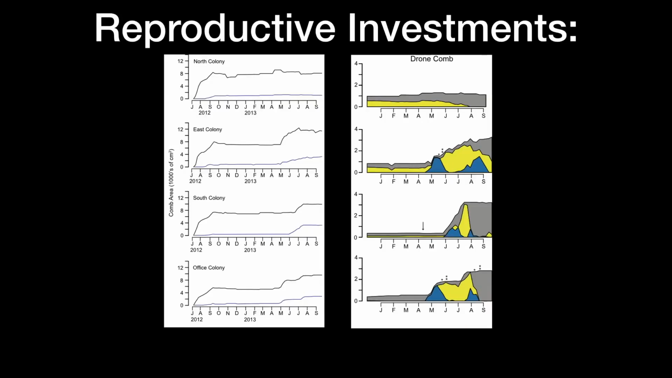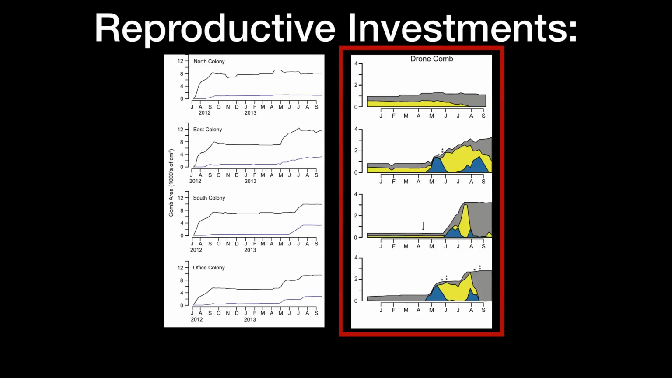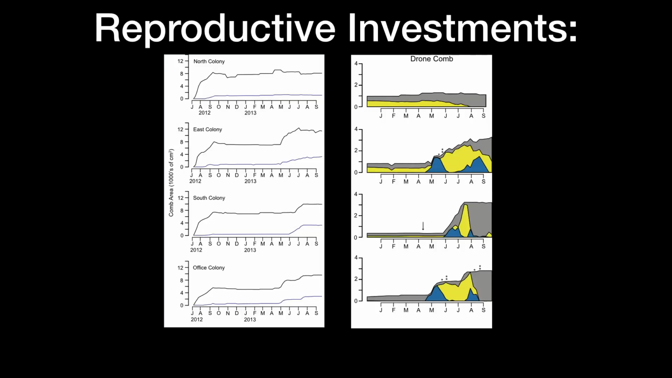So when I think of these reproductive investments, on this side I'm looking at the combs, and on this side I'm looking at the brood. And what I'm looking at here is, okay, when's that first moment that you invested in drone comb? And this is what I spent way too much time talking about yesterday. And that's this first little moment when the first little blip of drone comb appears.